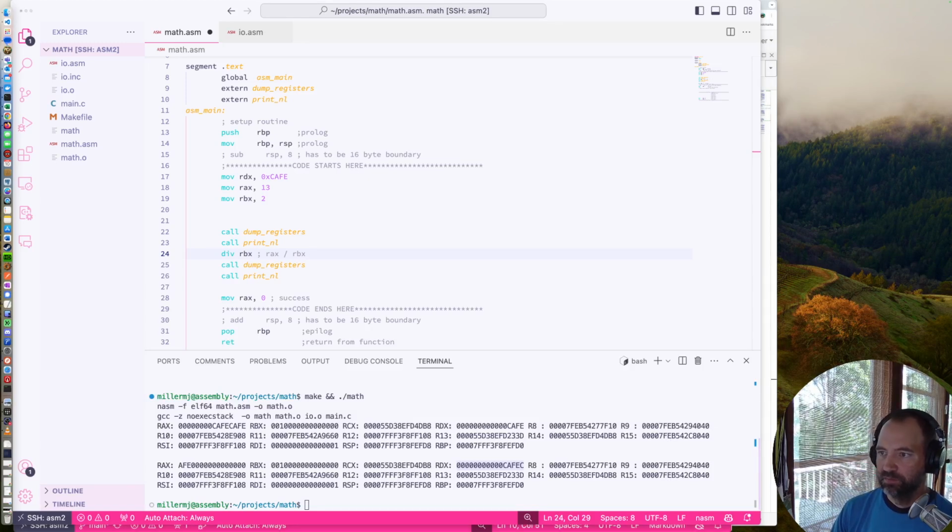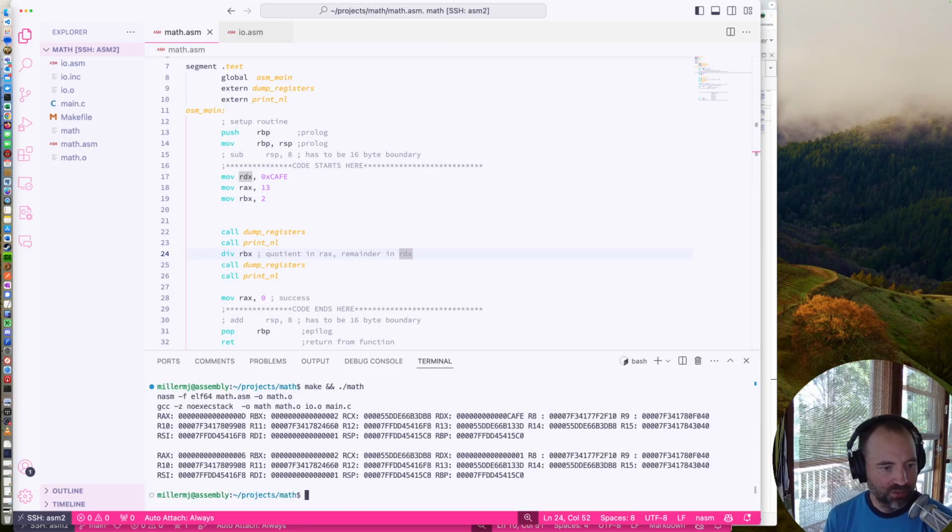The results are going to get stored in, there we go. So if we go ahead and run this, right? So we have 13 in RAX, 2 in RBX. We divided them. So 2 goes 6 times into 13. So we get 6 stored there with a remainder of 1 stored in there.